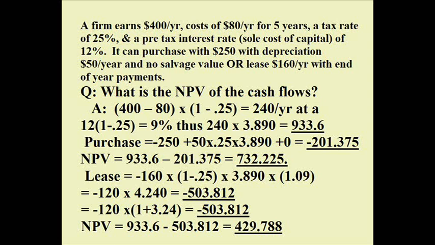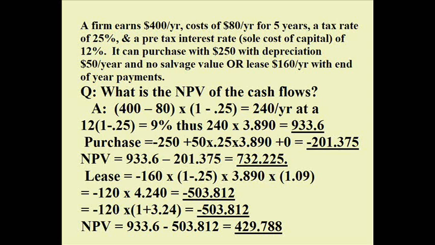But now the twisteroo here is we're either going to look at the purchase or the lease. In the case of the purchase, there's a one-time payment going out at year 0 of minus $250, no tax consequence. We're going to have a depreciation expense of $50, but that turns out it's a non-cash item, but it saves us 1/4 on the taxes, saving $12.50 on taxes. We're going to look at that after-tax factor we used before for the annuity, 3.89, and we work that all out, and we get minus 201.375.